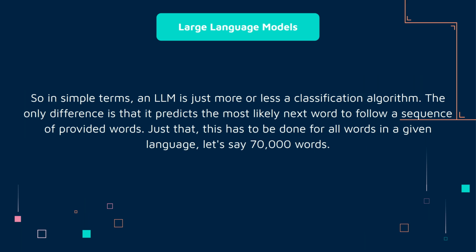So, in simple terms, an LLM is just an acronym for large language model. It's more or less classification, basically trying to predict the next word by using probabilities. The only difference is that it predicts the most likely word to follow a sequence of provided words.